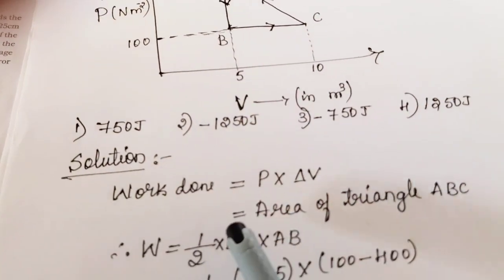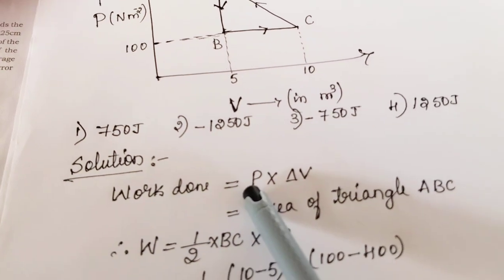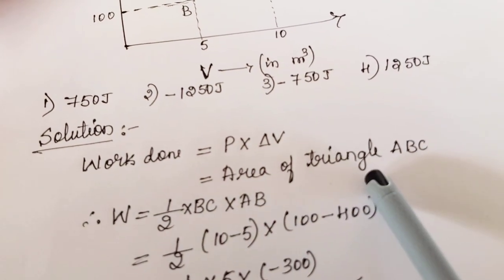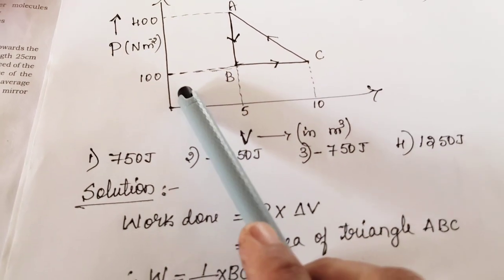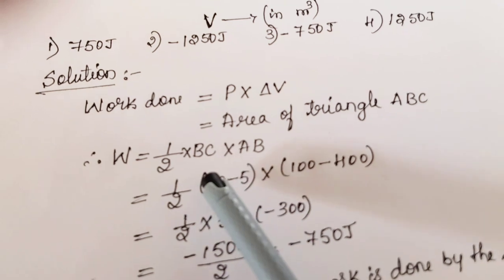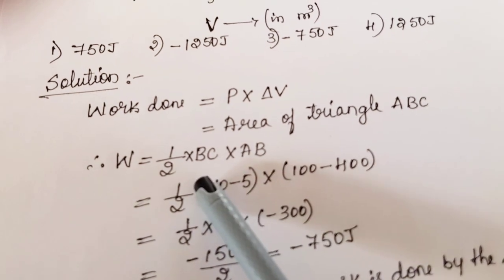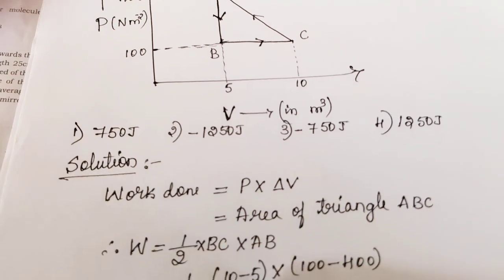We know that work done is pressure into volume, so that can be calculated as the area of triangle ABC. The area under the graph gives work done. That's why here, the area of triangle ABC, how to calculate the area of a triangle? It is half into base into height. Base is BC, height is AB.